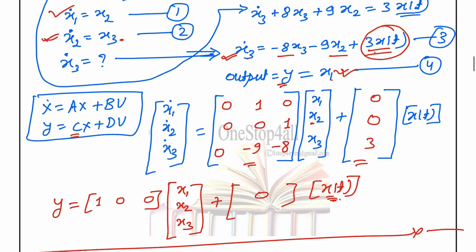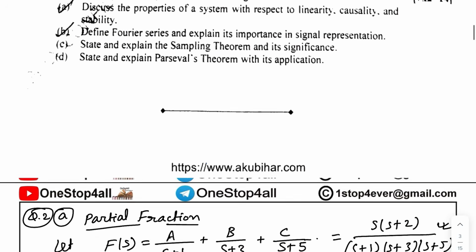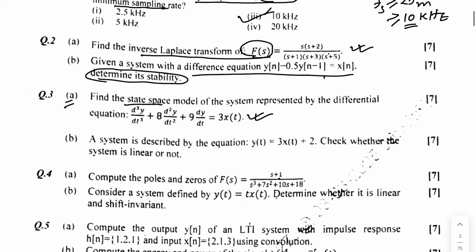So, this is the solution for question number 3a. Now, we will move to question number 3b. What is question number 3b? We will see. 3b. A system is described by an equation. This equation is given. Check whether the system is linear or not.